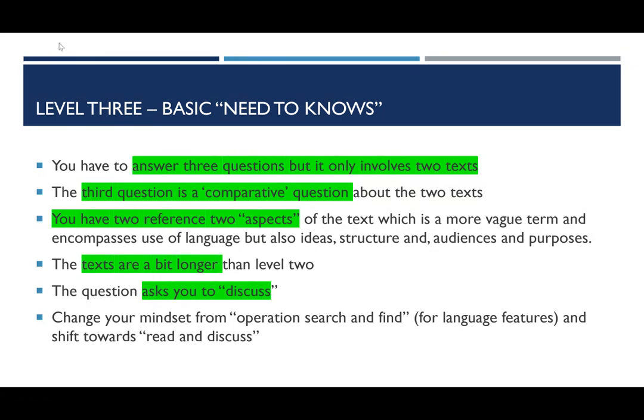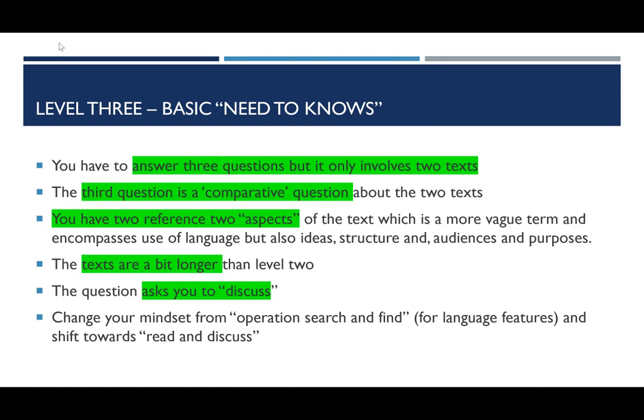So instead, what the third question focuses on is it's a comparative question about the 2 texts. So you compare and contrast the 2 texts and how they show something similar. So between the 2 texts, there will be a key or similar aspect. It will be shown in a different way. You have to reference 2 aspects of the text. So it's not specified as language features at level 3. It is called aspects. These are a vague term and it encompasses more than just the use of language. So it also comments on things like ideas, structures, audiences, and purposes. So by commenting on them, you are addressing an aspect. And I'll talk about that in a moment, why that is.